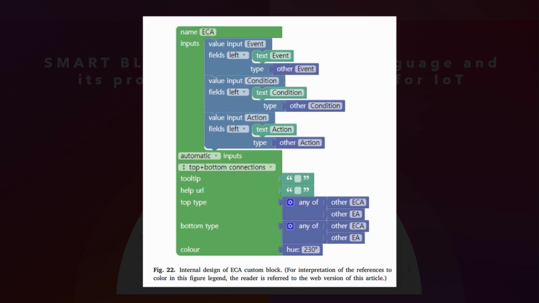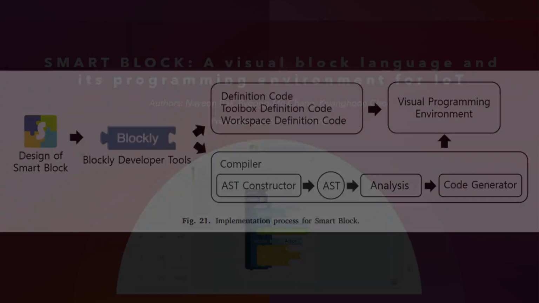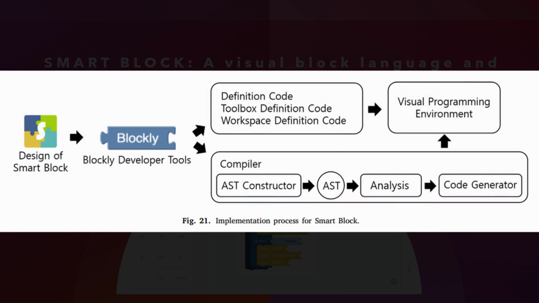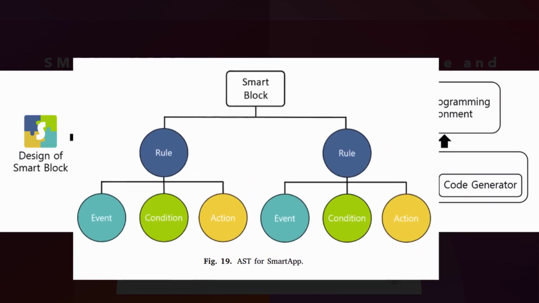Figure 22 shows the internal design of an ECA block, which has three value input blocks for the event, condition, and action. Once we build a custom block, the Blockly developer tool provides its definition code written in JavaScript. Figure 23 shows the definition code of an ECA block that appends the event, condition, and action blocks as value inputs, checks the types, and appends the fields. The authors implemented the AST constructors based on the code generator framework using the Blockly developer tool. The AST constructors return the ASTs as shown in Figure 19.